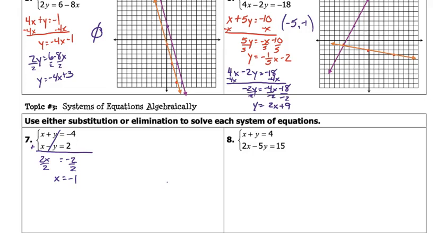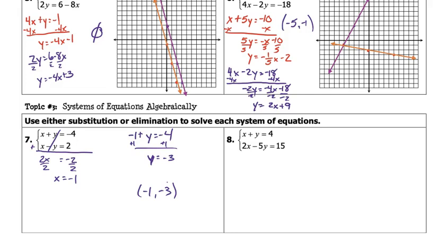Now here it doesn't matter which equation you use. You can pick whichever one you'd like. So I'm going to use the top one. I'm going to say, well, that means that negative 1 instead of x, plus y equals negative 4. Solving for y, I'm going to add the 1 to both sides. And y is going to equal negative 3. So my solution using elimination here is negative 1, negative 3. If you wanted to, could you graph that to check that? Sure, absolutely.